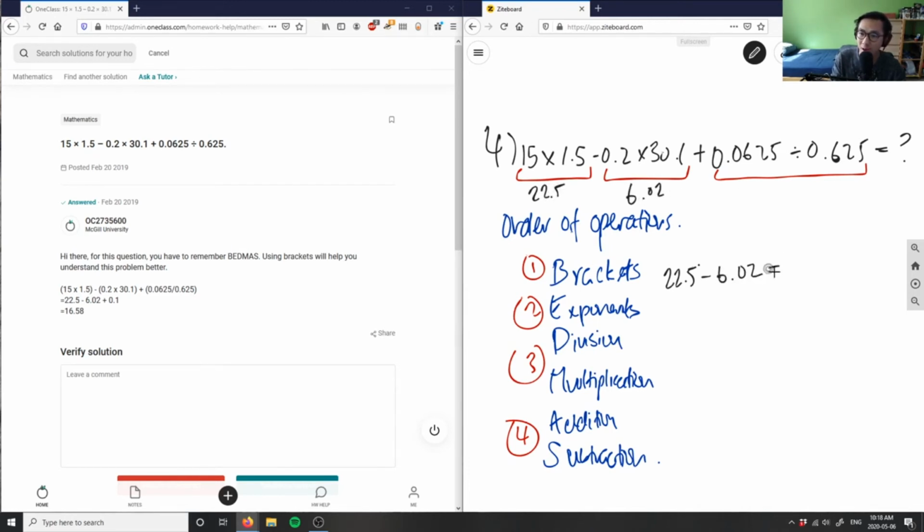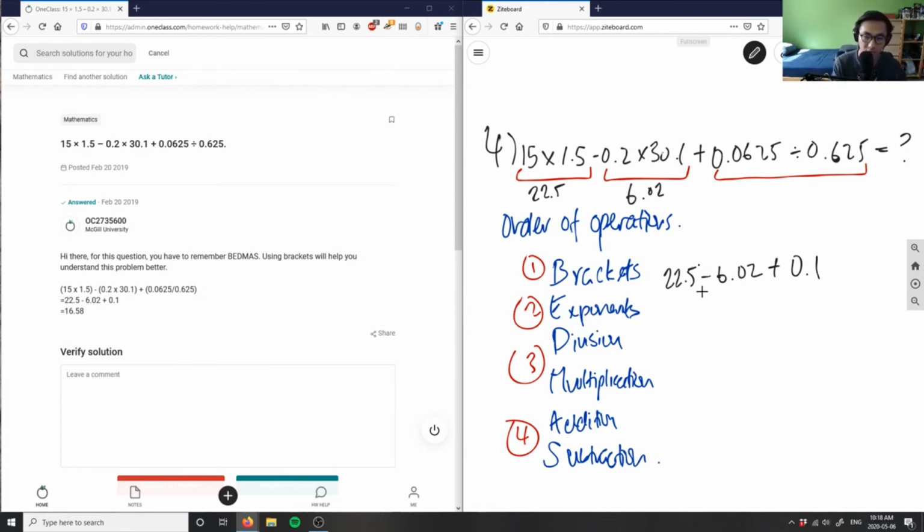And then I'm going to add whatever the division between these two numbers is. So this is 0.0625 divided by 0.625. Again, we know that this here is 0.1 because these two numbers differ by simply one decimal place. So I'm going to add this as well. And then finally, I'm doing my addition and subtraction, right? So this here is from left to right, because these all belong in the same category in terms of addition and subtraction. So I simply go from left to right here.